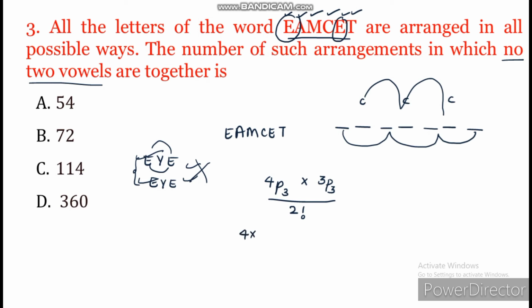Now see 4P3, 4 into 3 into 2. 3P3, 3 into 2 into 1. And 2 factorial, 2. 2 and 2 cancel. Right. 4 3s are 12. 3 2s are 6. 12 6s are 72. Which option? Option B, 72.